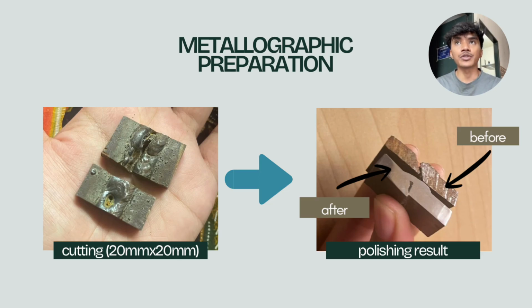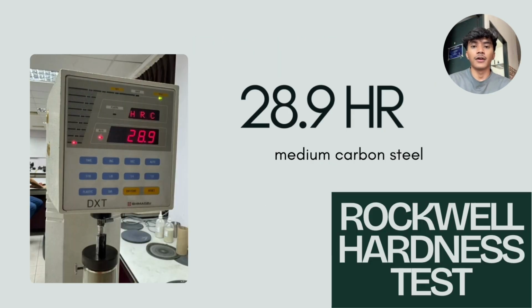And the surface was polished using a mechanical polishing machine until a smooth and scratch-free finish was obtained. After preparing the sample, we conduct a Rockwell hardness test on the base material. The measured hardness is 28.9 HRC, which indicates medium carbon steel.